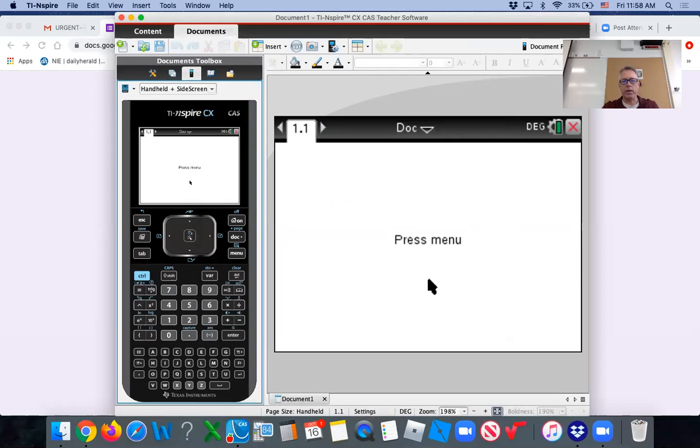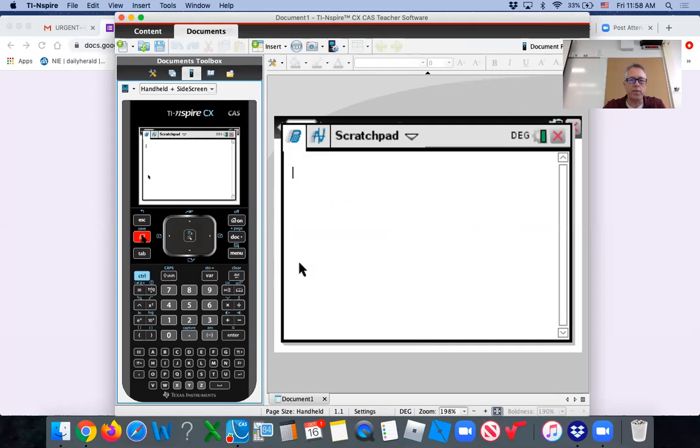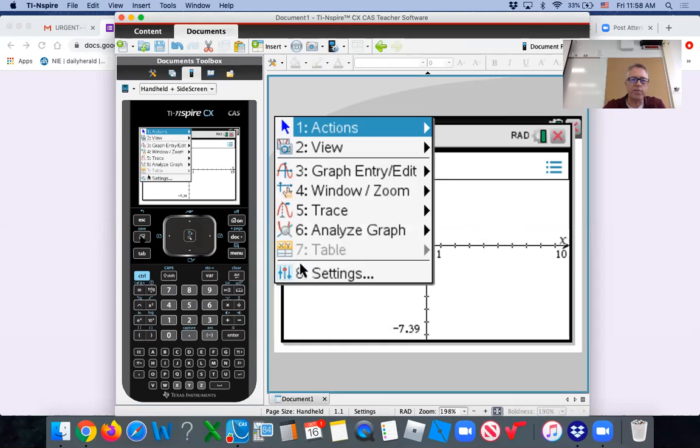So this is the handheld now. On the handheld, and you guys can do this on the app as well as we're doing it, I want to go to a graph. So I click this button here towards the upper left. That's going to pull up a graph.